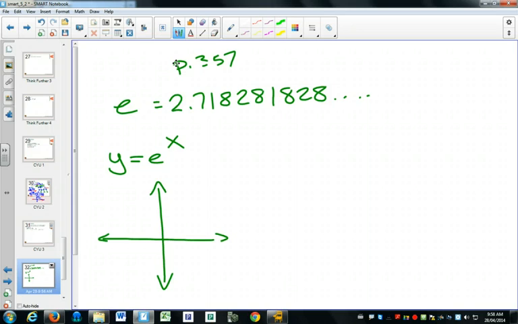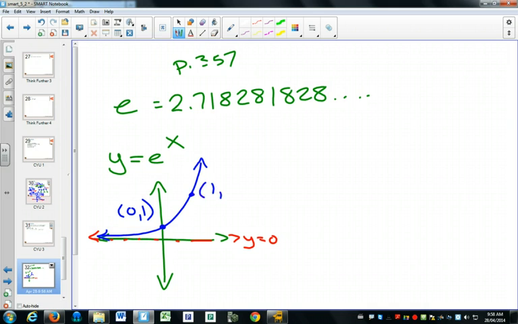The graph, because it's a number of 2.7, will look like this, just like every other exponential graph. It will have an asymptote here at y equals 0, just like every other exponential graph. It'll have the point 0, 1, because if you plug in 0, anything to the power 0 is 1. And if you plug in 1, you get e. And that's your parent graph.